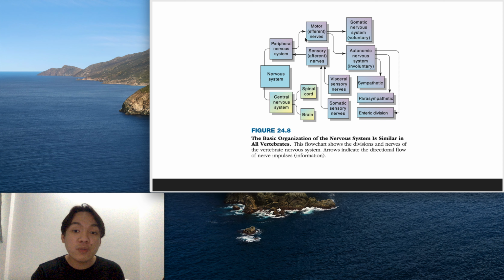Under the PNS, we have the motor or efferent nerves. We have the somatic nervous system, or the voluntary, and the autonomic nervous system, or the involuntary. The sympathetic, the parasympathetic, and the enteric division are part of the ANS. We have visceral sensory nerves and somatic sensory nerves that give rise to your sensory afferent nerves, and that makes up the peripheral nervous system.